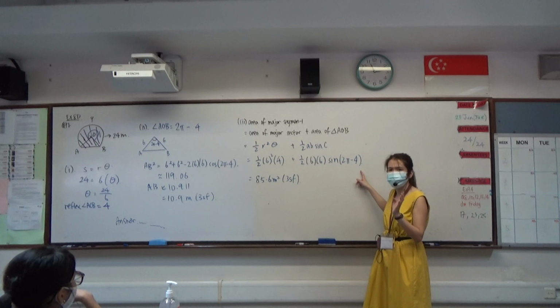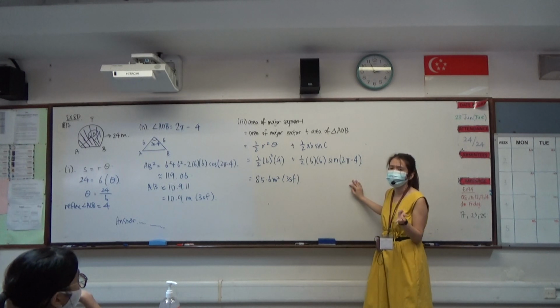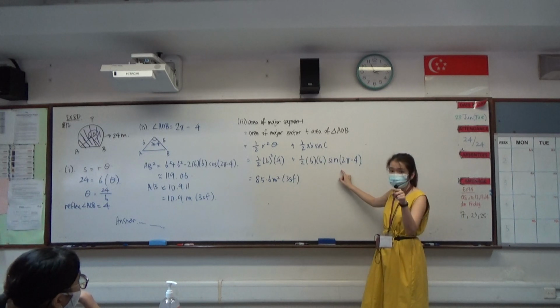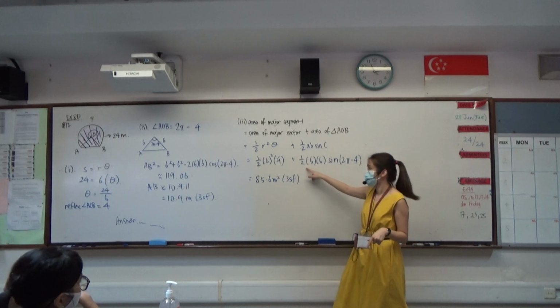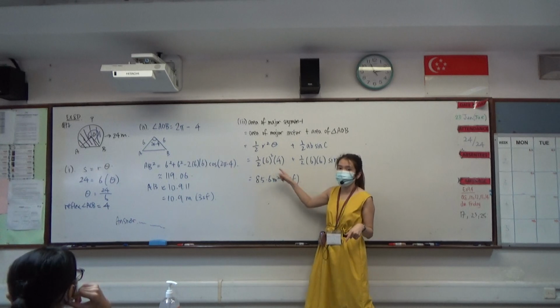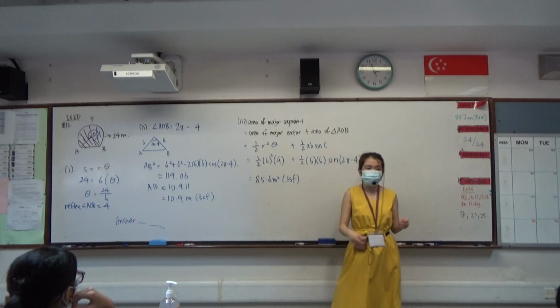You cannot change to degree. Please don't waste the time to go and change to degree. Okay, can you do that now? Alright, try pressing this entire thing when in radian mode and then get 85.6.